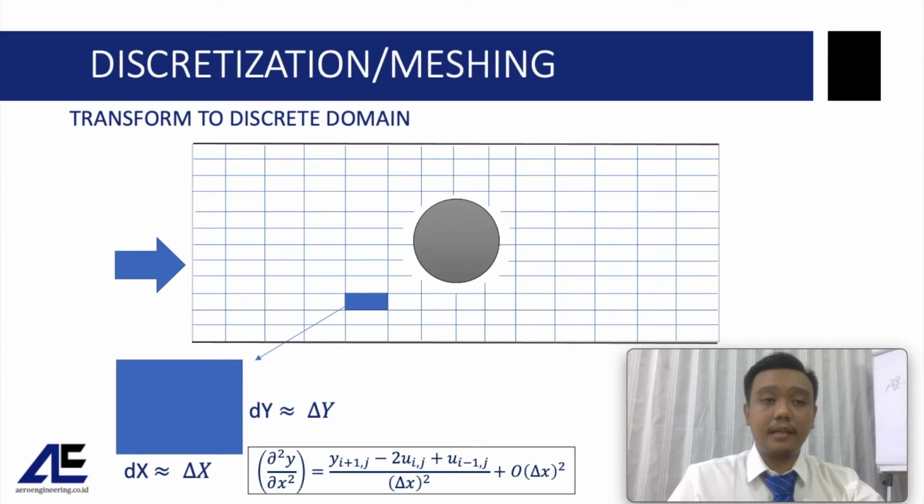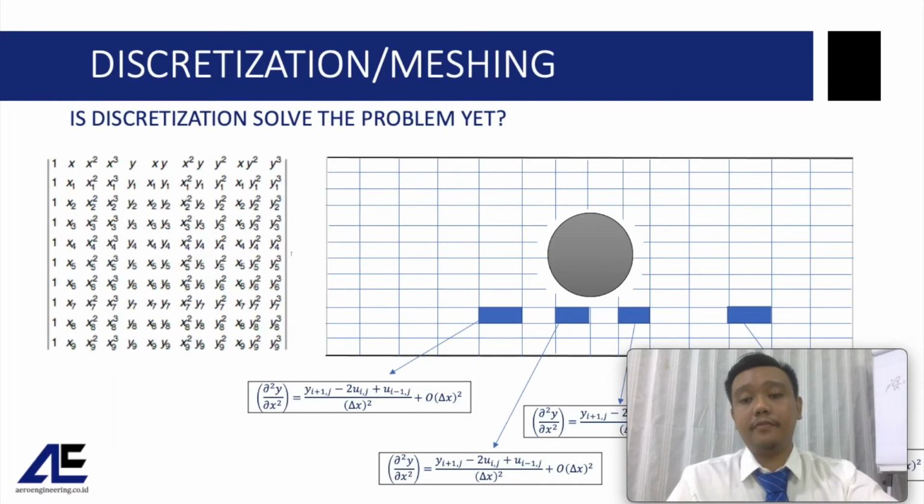And the commonly used numerical method in computational fluid dynamics is the finite volume method. By the way, the equation used in this slide is just an oversimplified finite difference method to illustrate the idea. Okay, now we can solve the equation. Is it the end of the story? Unfortunately, no.